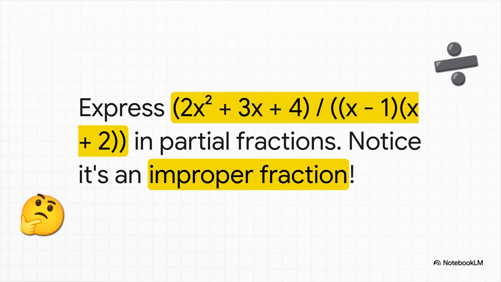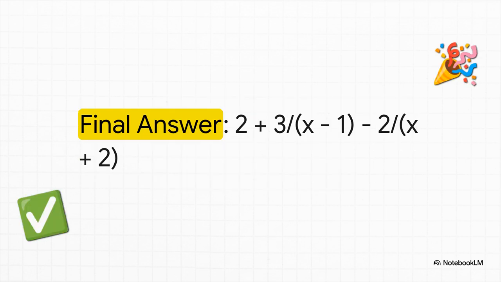What does that tell us? Yep, it's improper. And that means our first move is non-negotiable: algebraic division. And here's what the final answer looks like. See that structure? You've got the whole number 2, which we got from our long division, and then you have the two smaller fractions, which are the decomposed pieces of the remainder. That's the classic look of a case 4 answer.